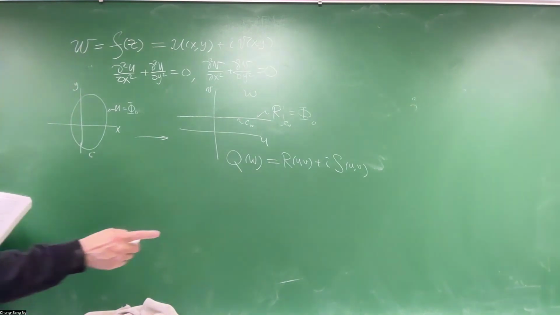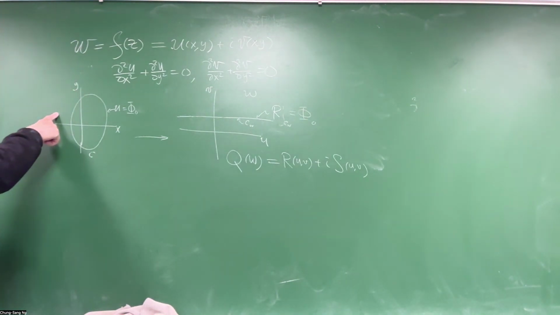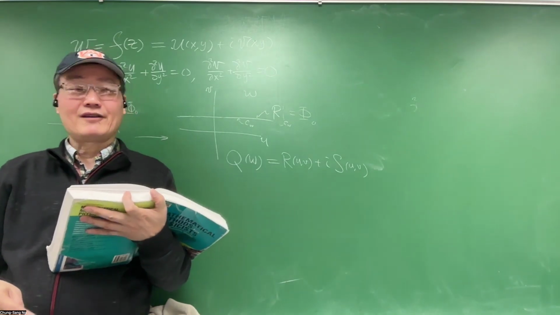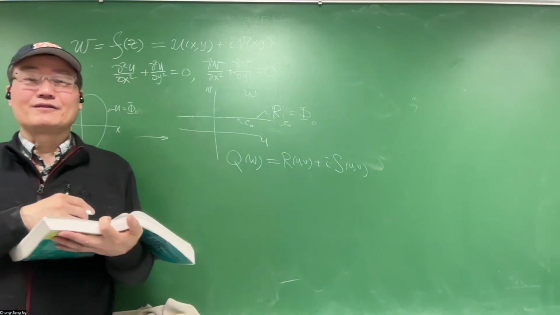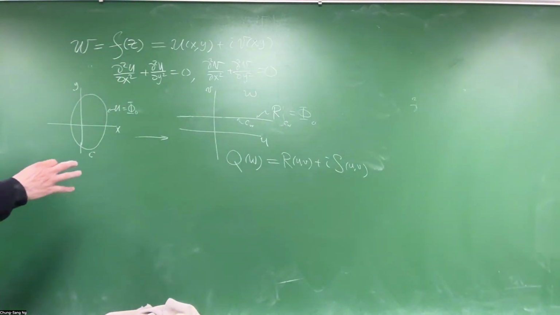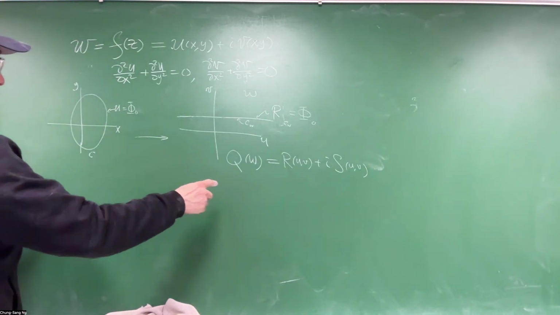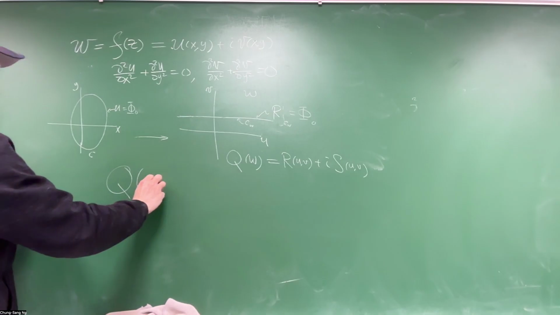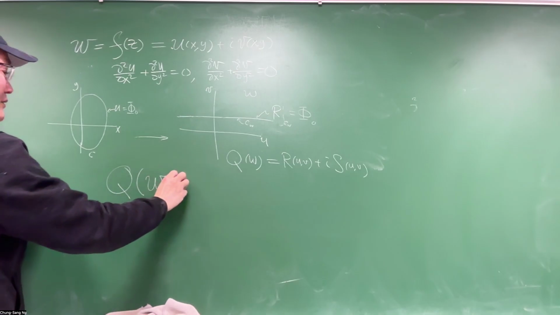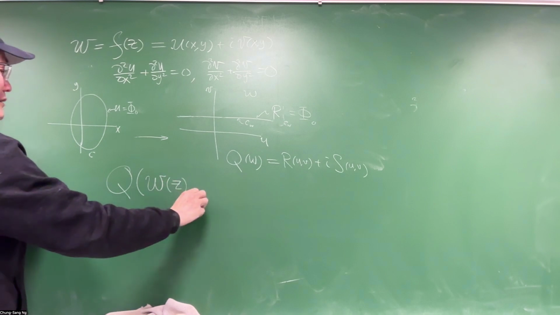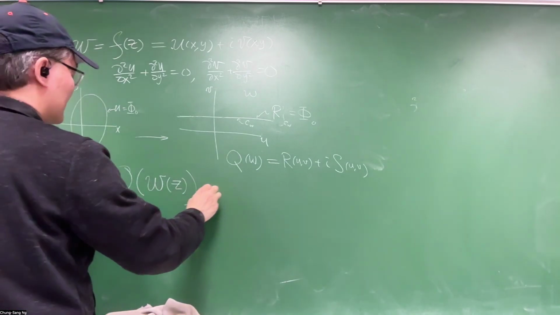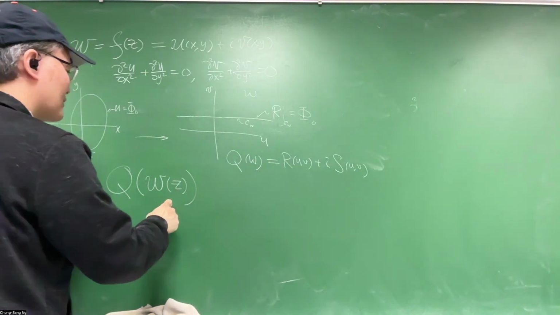Then the composite function will also satisfy the Laplace equation, because an analytic function of an analytic function is still an analytic function. I think we had that homework before, when we showed that the analytic function of an analytic function is analytic. Say now the composite function Q becomes Q as a function of W, as a function of Z. That will be an analytic function.